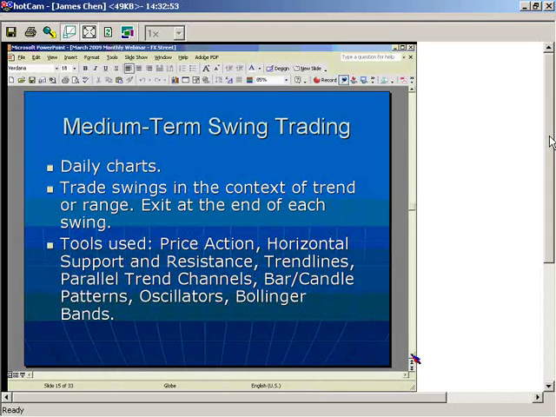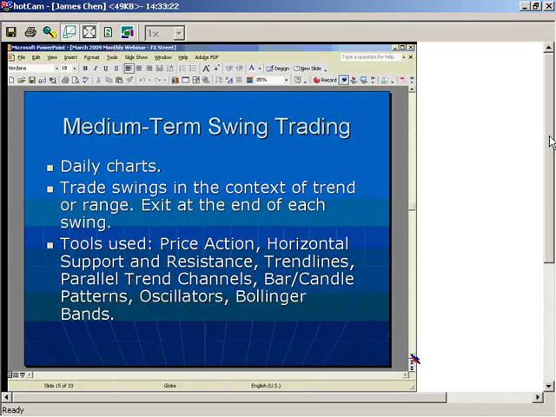Medium-term swing trading. Medium-term swing trading, again, on the daily charts. I trade swings in the context of the trend or a range. Okay, so a lot of people may define swing trading as range trading, which I definitely do not do that. Swing trading encompasses both, trading a trend or trading a range.